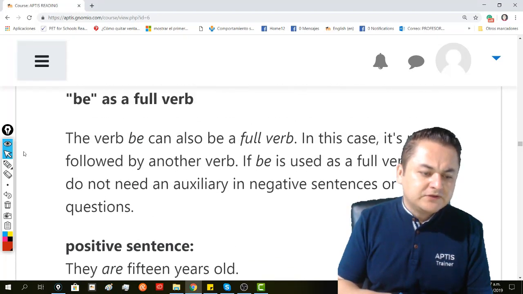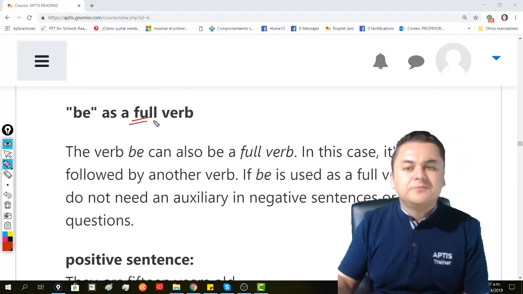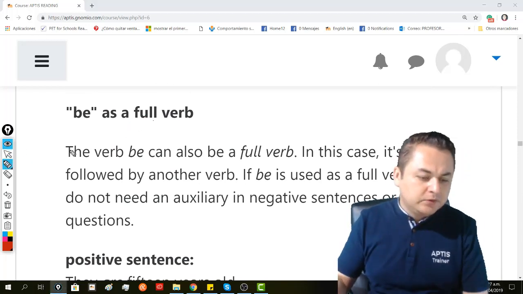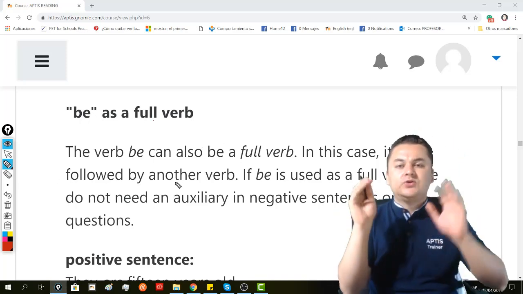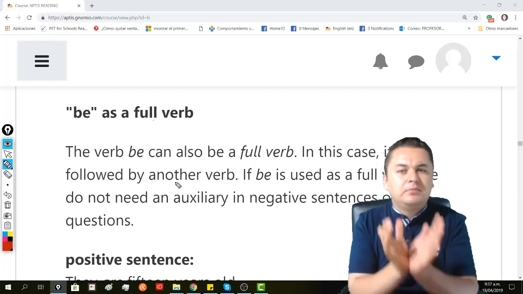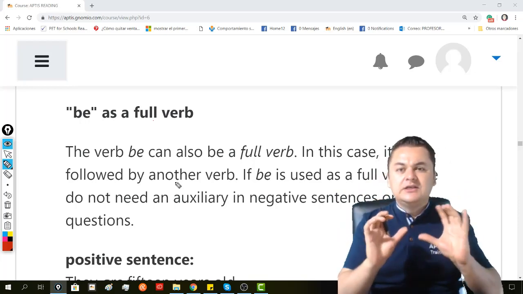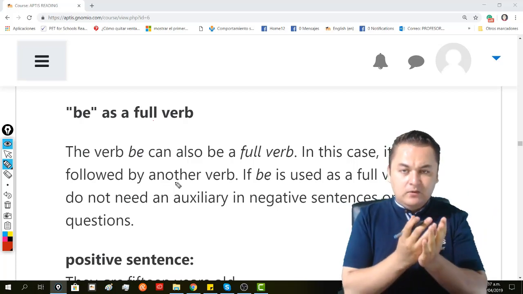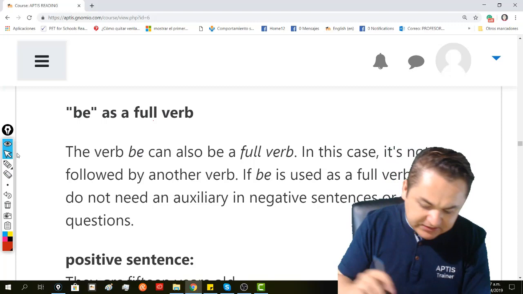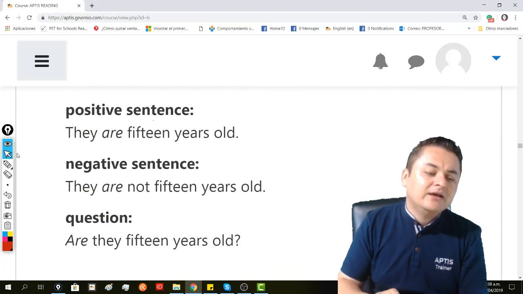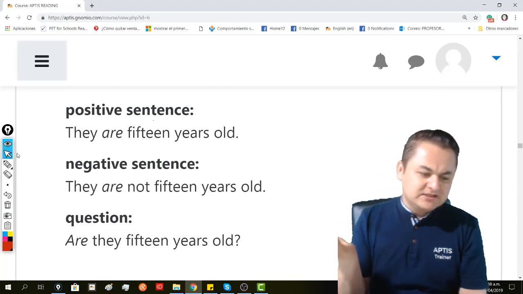So think about the verb to be as a full verb. When you think about the verb to be as a full verb, it would mean that you don't need to have the verb to be followed by another verb. It would mean the verb to be is being used with its original meaning. And here's an example. They are 15 for positive sentences.